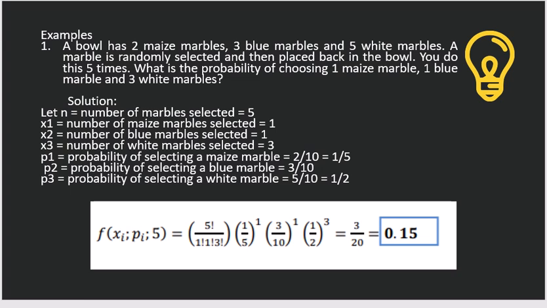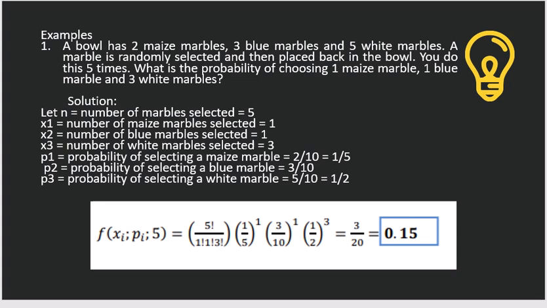Let n be the number of marbles selected, so that is 5, no? 5 selected marbles. And we have the number of maize marbles selected, x sub 1, which is 1. So we have x sub 2, the number of blue marbles selected, which will be 1 also. And x sub 3, we have the number of white marbles selected as 3. Because those are the conditions being asked.